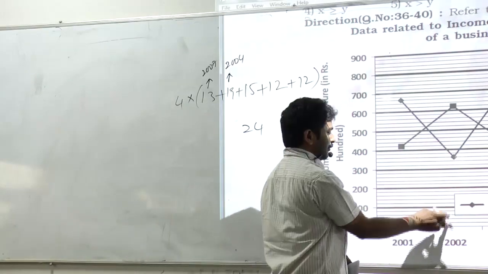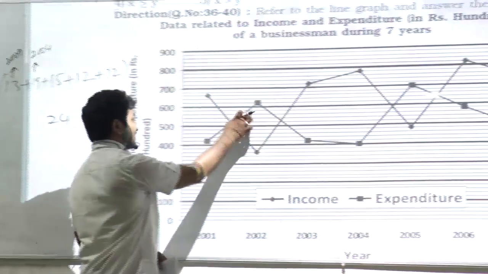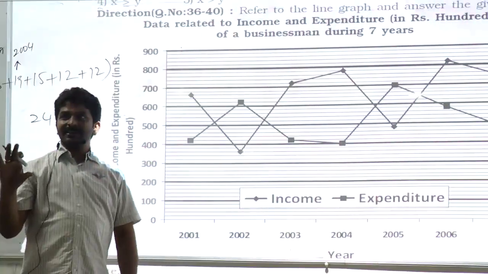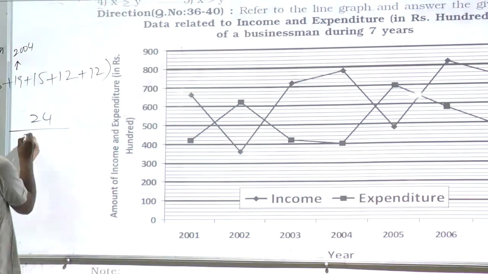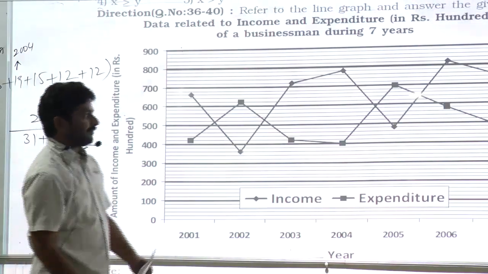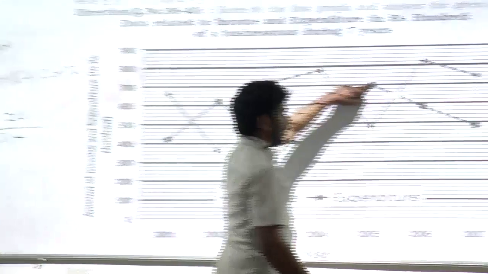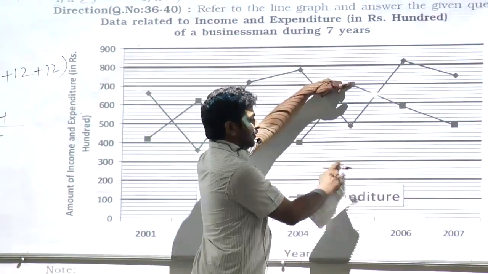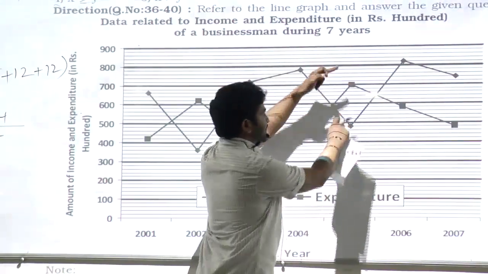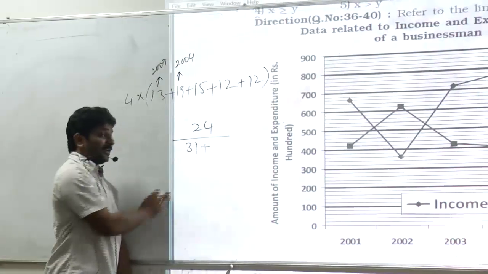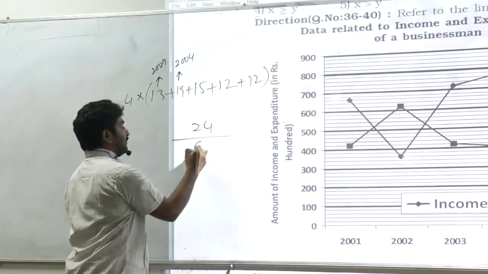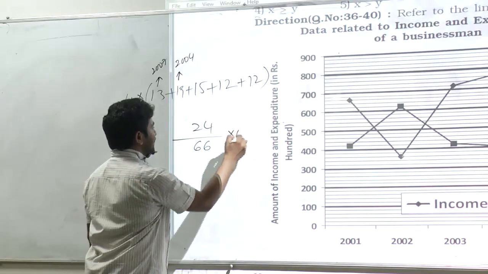2002, how many lines we have? 1, 2, 3, 4, 5, 6. 6 sets. 30 plus 1, 31. Out of 31 lines. And 2005. Here, how many sets are there? 1, 2, 3, 4, 5, 6, 7. 7 sets. 35. 35 plus 31. 66. Percentage, right? So into 100.